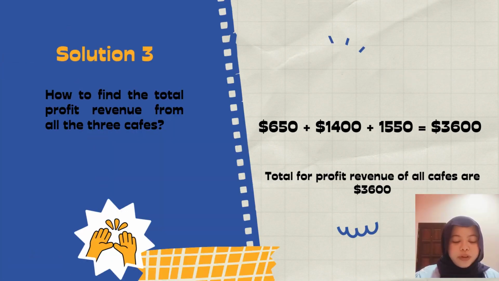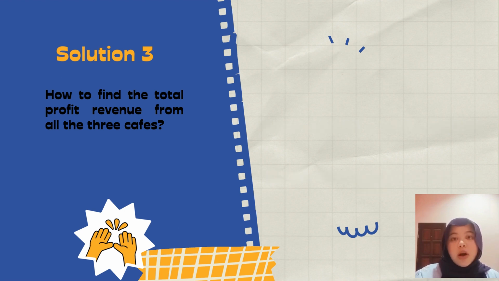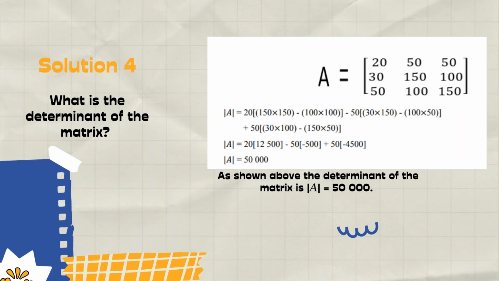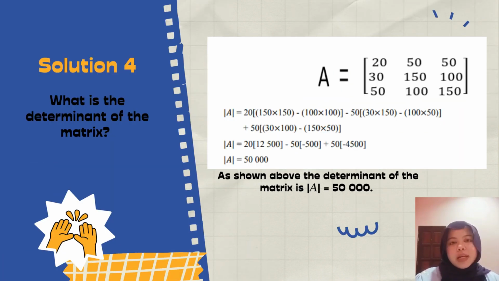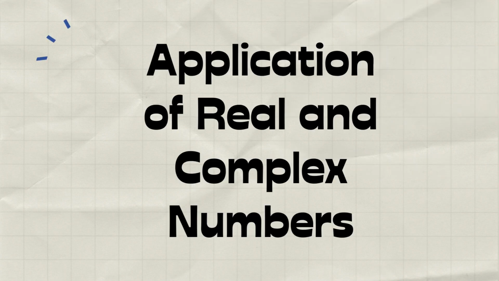For the total profit or revenue of all the cafes, it is $3,600. And lastly, the determinant of the matrix is $50,000. So that's all for the matrix.